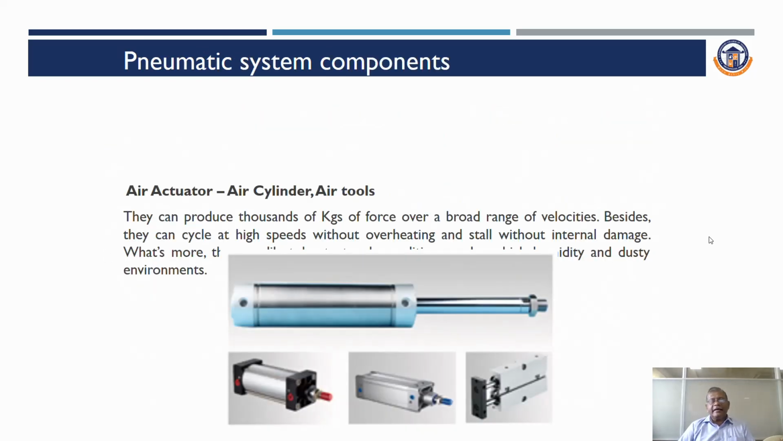Here you can see that an air actuator is a linear actuator. They can produce 1000 kg of force over a broad range of velocities. Besides, they can cycle at high speeds without overheating and stall without internal damage. Here you can see this cylinder, then you have a piston rod here. So you can see the pictorial view of a pneumatic actuator.